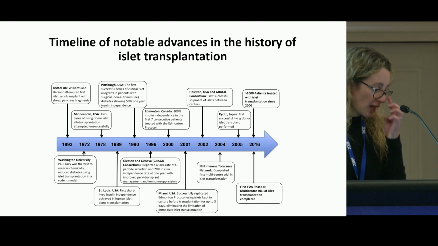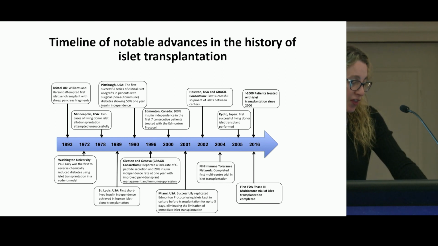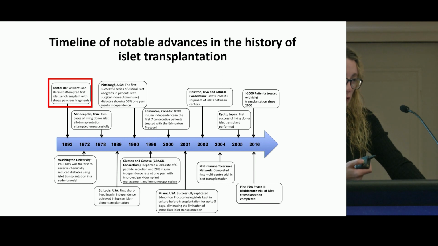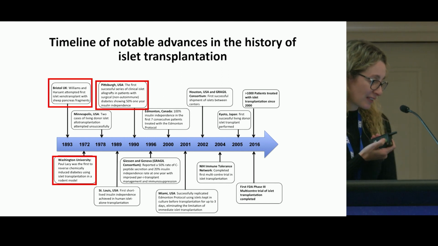Well, this is just a slide to look at how far we've come. Even though really islets were probably the last primary cell to be successfully isolated by Paul Lacey. I don't know how these guys in 1893 managed to smush up some sheep pancreas and implant it into the omentum of a 15-year-old kid with diabetes. There was obviously no clinical governance then, but they did that, and the boy died, obviously.